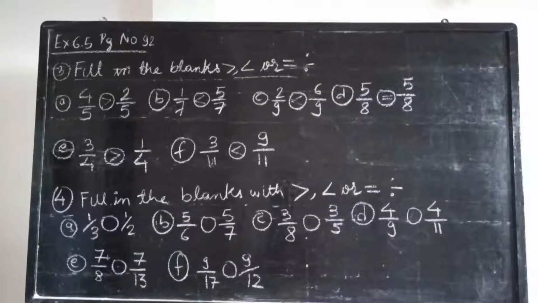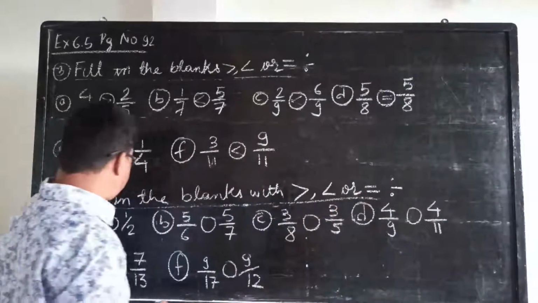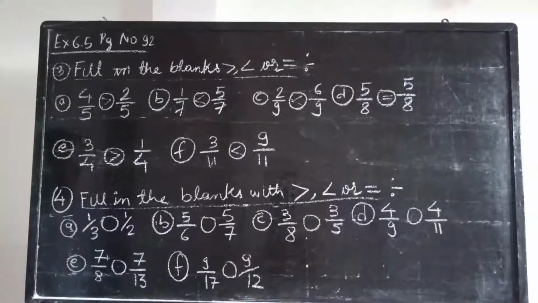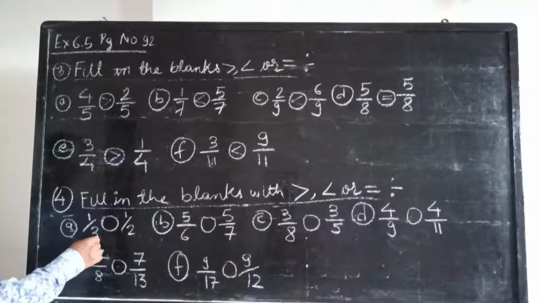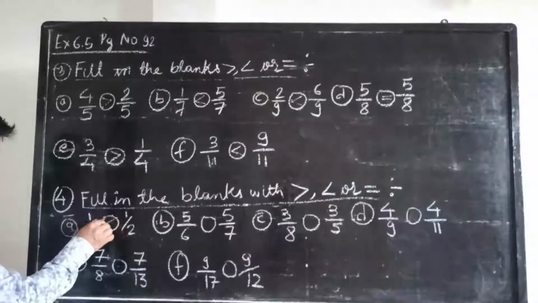Now question 4. Fill in the blanks with greater than or smaller than or equal to. Now look here. 1 upon 3 is greater than or smaller than 1 upon 2. Here the denominators are different and the numerator is same. When the numerator is same and the denominators are different, the fraction having smaller denominator is the biggest and the fraction having bigger denominator is the smallest. This 3 is bigger than 2. So 1 upon 3 is smaller than 1 upon 2.